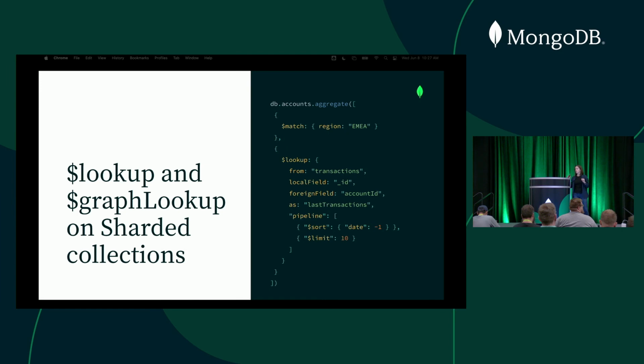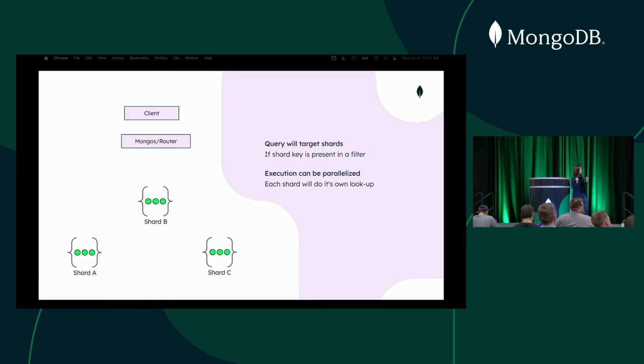So before, only the accounts collection could be sharded and the transactions collection could not be sharded. Like that was unfortunately not supported. So now both of those can be sharded. And also the cool thing about it is the shard targeting still works, and also the execution of the lookup can be parallelized.